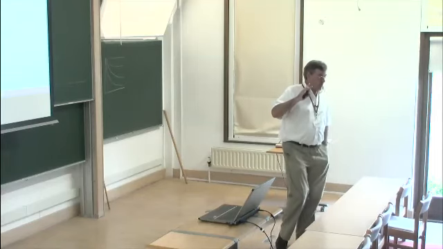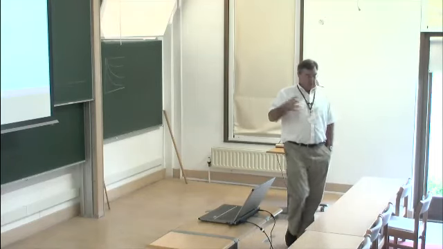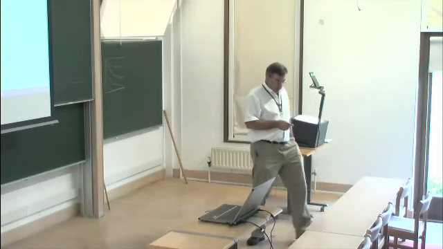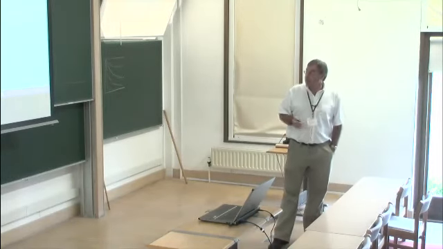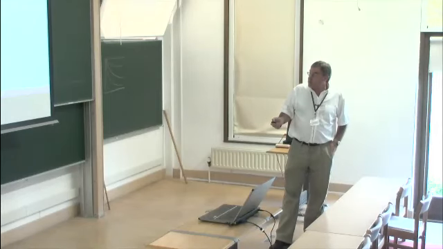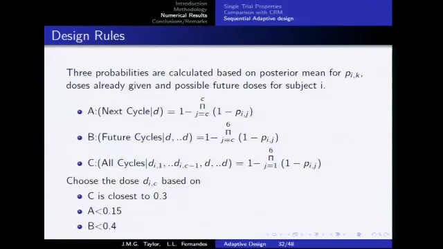So here's how we made our ad hoc rules for what dose to give the next patient. There are various probabilities you can calculate here. A, B, and C are 3 probabilities you can calculate. How do you calculate those probabilities? Well, you've got some data, you do your Bayes thing, you get the posterior mean, and from that posterior mean, you can calculate the estimated probability of toxicity on the next cycle for that patient, given their history and all the data you've got on the other patients.